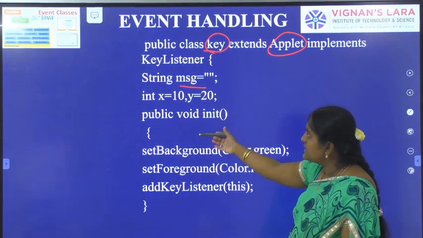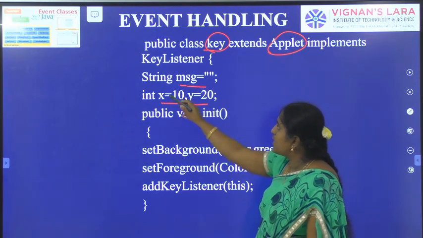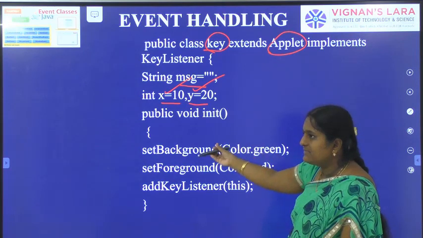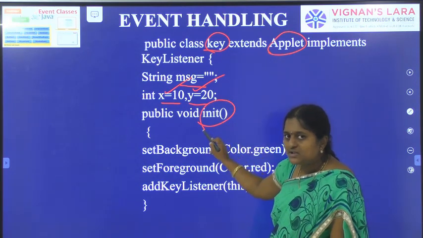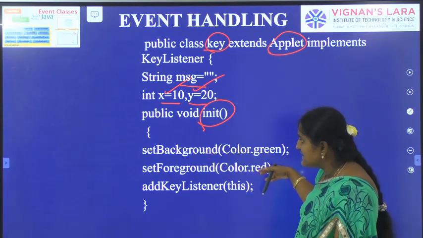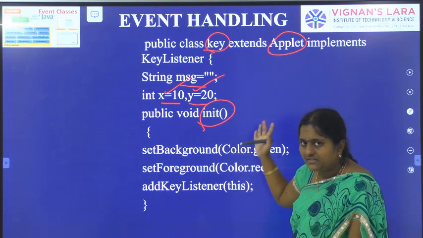After writing this, initially we have to take two coordinates, x coordinate and y coordinate. Say x coordinate equal to 10, y coordinate equal to 20. Next, we have to invoke the init method. So applet starts its execution from the init method. Within the init method, we have to register the interfaces and set the colors, images, everything we have to set within the init method.